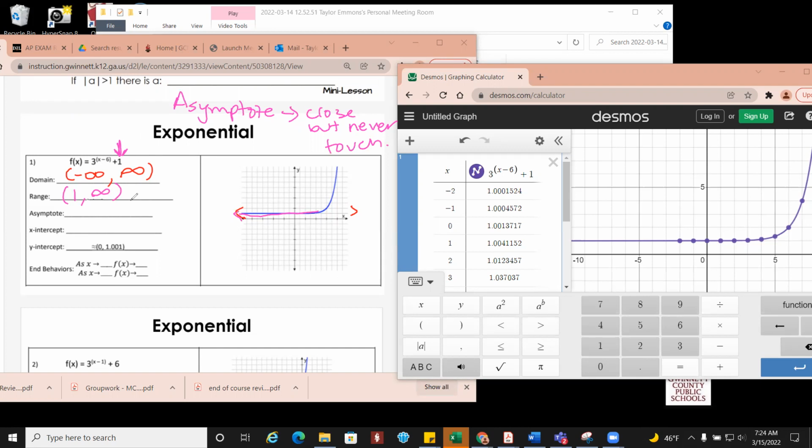For exponential, we're going to have a horizontal asymptote. And just like we just talked about, this number out here is normally going to be your horizontal asymptote. So 1. We're going to write that out as y equals 1.